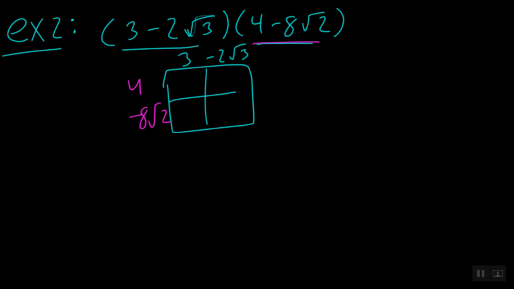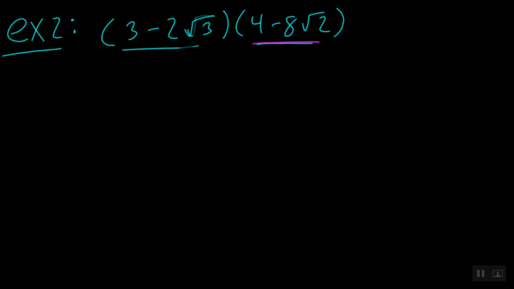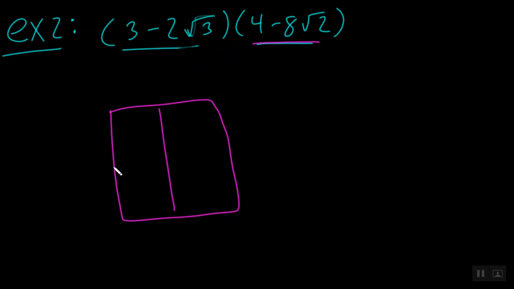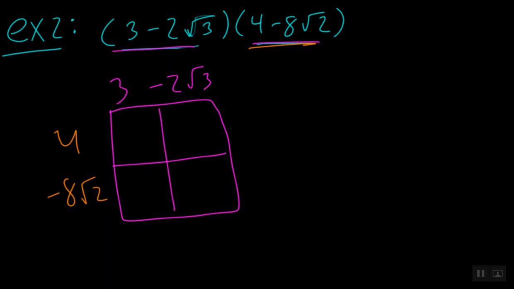So what's it going to be when we multiply these things? In fact, you know what? I'm sorry. I'm going to go ahead and make this just a little bit larger just so y'all can see it better. My apologies. So we'll draw our box, and we'll put this top number, 3 minus 2 square roots of 3. And then going down on the left, let's use this 4 minus 8 square roots of 2. Now, what will it look like to multiply each one of these? We know that 4 times 3 is 12. We know that 4 times negative 2 square roots of 3 will be negative 8 square roots of 3.